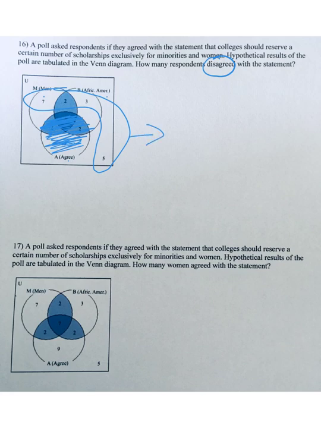And you have to do one or the other, obviously. If you're not agreeing, you must be disagreeing. So let's add up those numbers that are in the disagree areas. So that's 7 plus 2 plus 3 plus 5. And when you add up those numbers together, you do get 17 as the final answer.